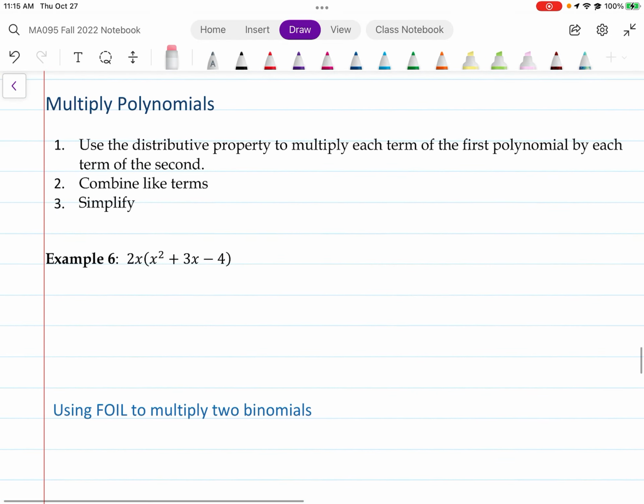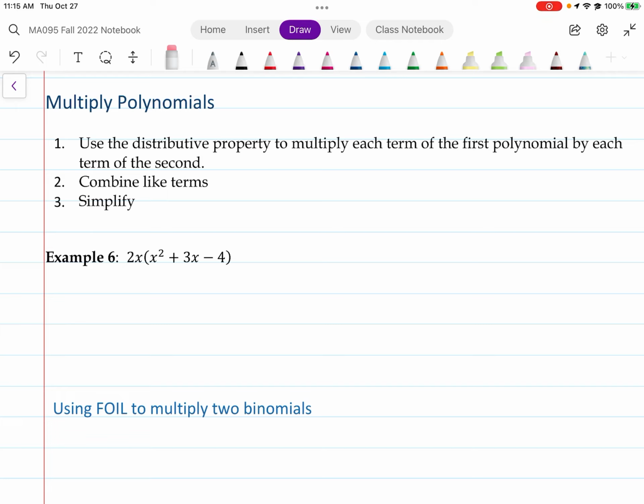All right, so next we're going to look at multiplying polynomials. We're going to use the distributive property to multiply each term of the first polynomial by each term of the second. And then we combine like terms, and then we simplify. Okay, so this first one, we have just a monomial multiplied times each term. So that's what we're going to have to do.